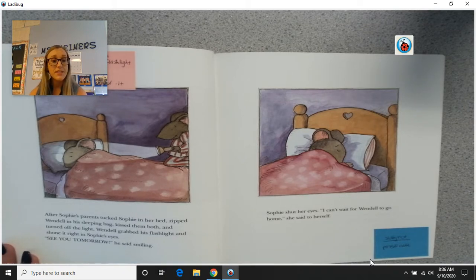After Sophie's parents tucked Sophie in her bed, zipped Wendell in his sleeping bag, kissed them both, and turned off the light, Wendell grabbed his flashlight and shone it right in Sophie's eyes. "See you tomorrow," he said, smiling. Sophie shut her eyes. "I can't wait for Wendell to go home," she said to herself.